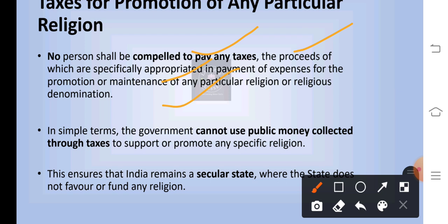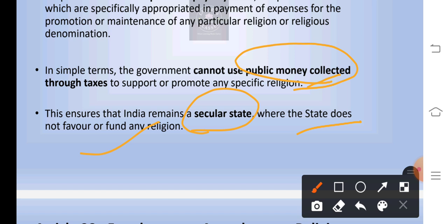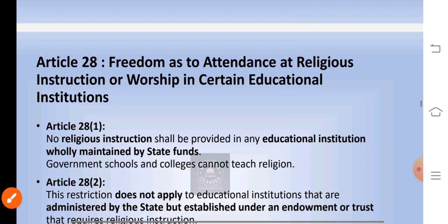to maintain or to promote their religion, because our nation, our country, is a secular state. That is, the state does not favor or fund any particular religion. It treats every religion as equal. So, in simple terms, the government cannot use public money collected through taxes to support or promote any specific religion. It will not do that, according to Article 27.